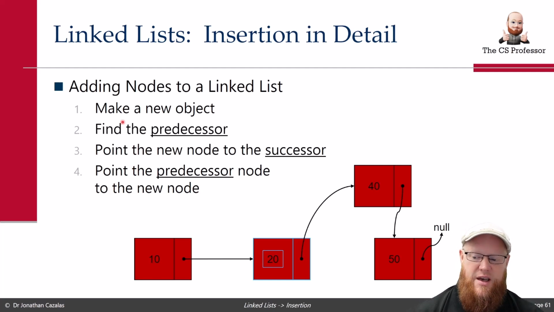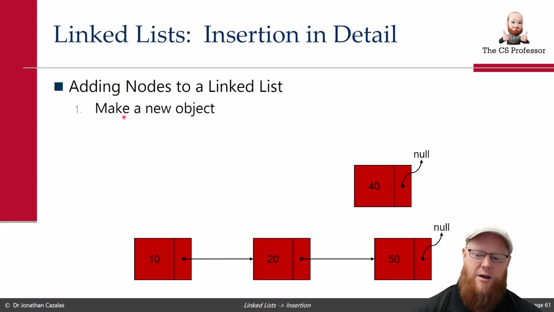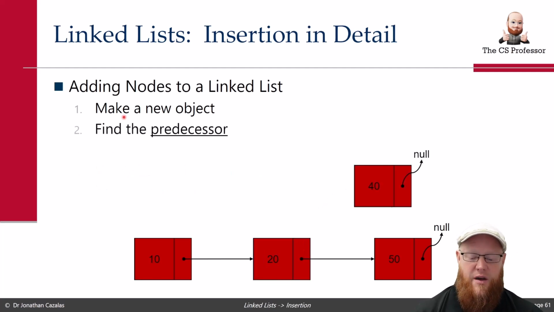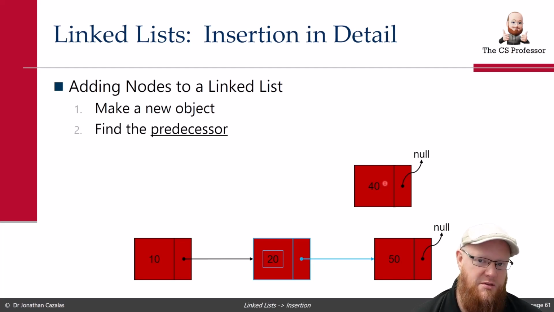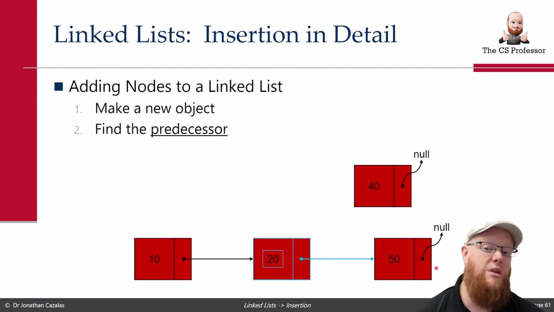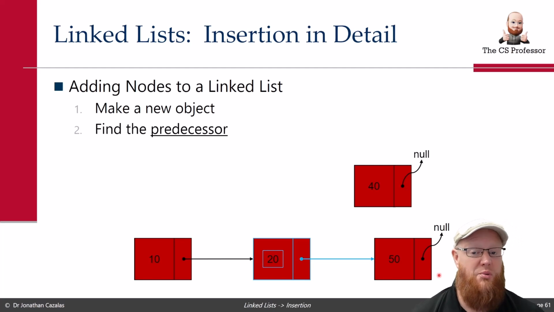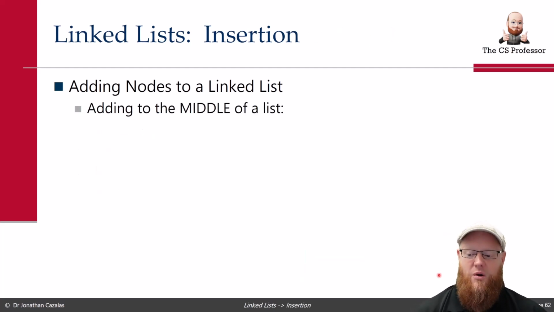If you first said, after make a new object, make a new node, find the predecessor. What if step 3 was point the predecessor, point 20 to this new node? If that was step 3, what would be the consequence? Pause the video. See if you think of the answer. What would be the consequence of first making the predecessor point to the new node and then and only then making the new node try to point to what was the successor? That won't work. Why will that not work?